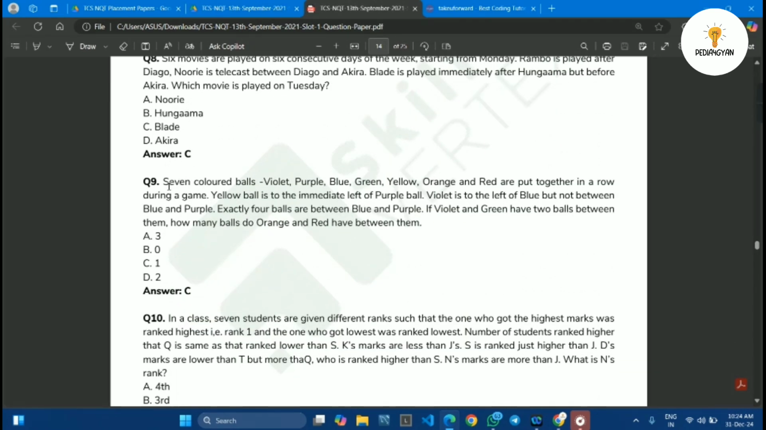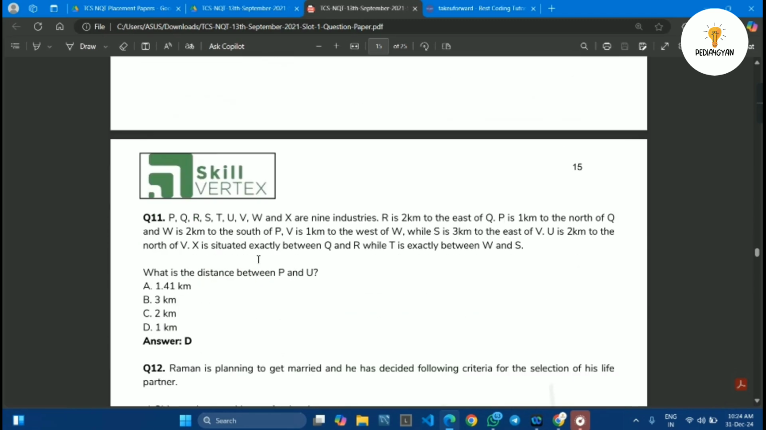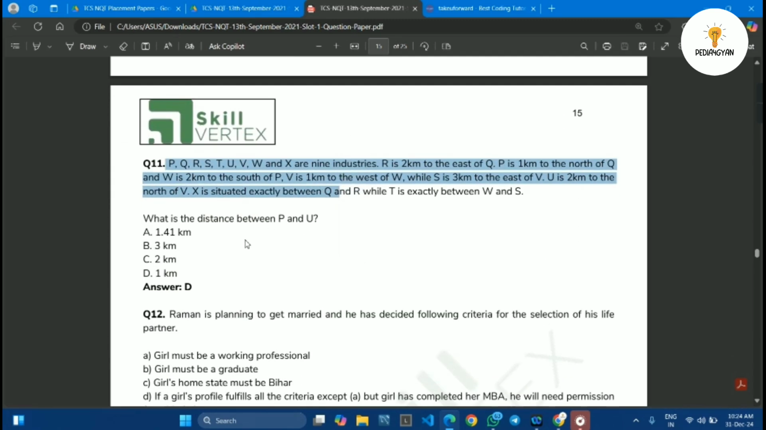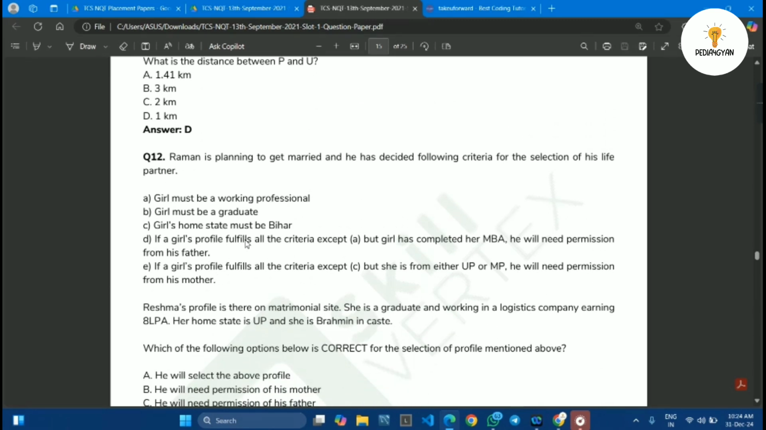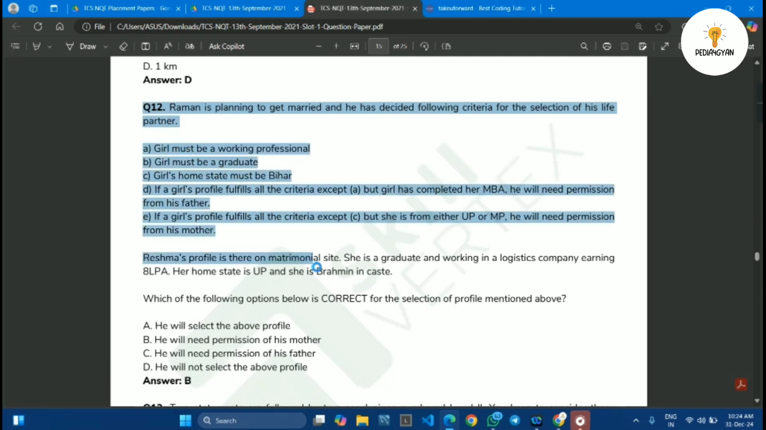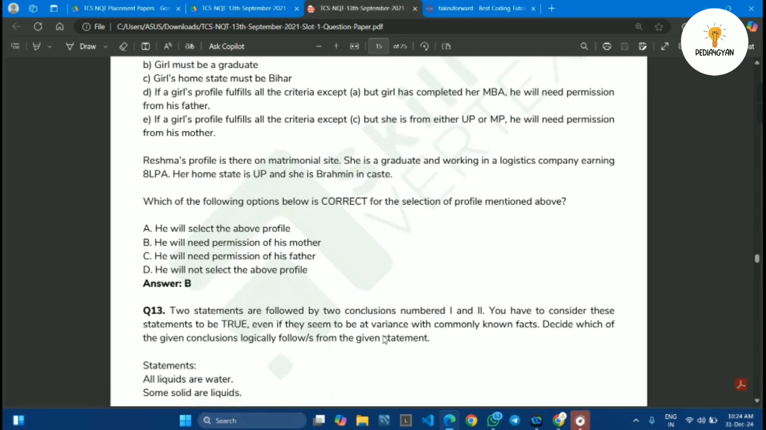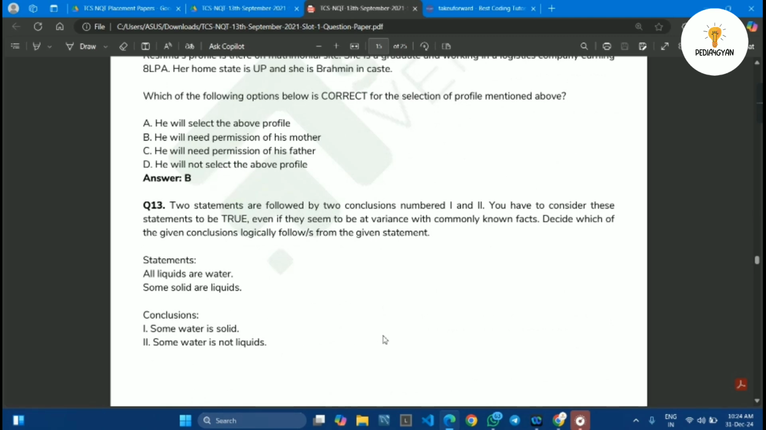Question number 9 is from probability. Question 10 is from sitting arrangement. This question is also from sitting arrangement. I don't actually know the topic of this one, but you have to answer from the above A B C D. From that you have to answer the question.